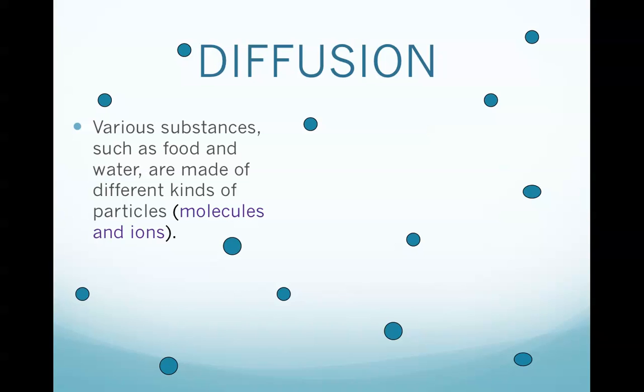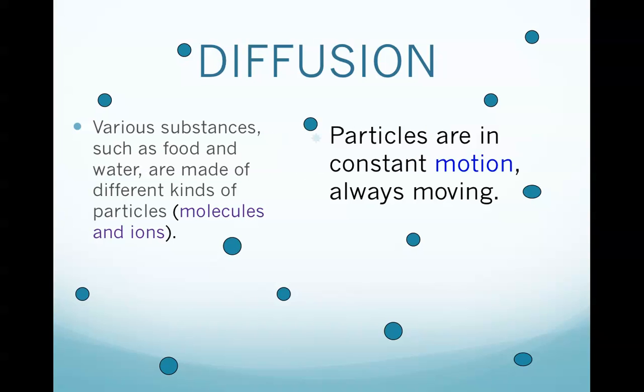And so, in general, there's all these different types of substances, such as food and water, and they're made up of particles, atoms, and larger components are the molecules and the ions. And these particles are constantly moving, they're always moving. And so there's a constant motion going on.